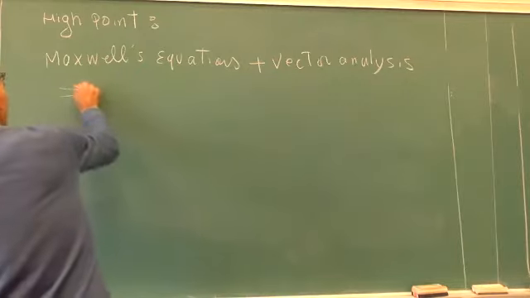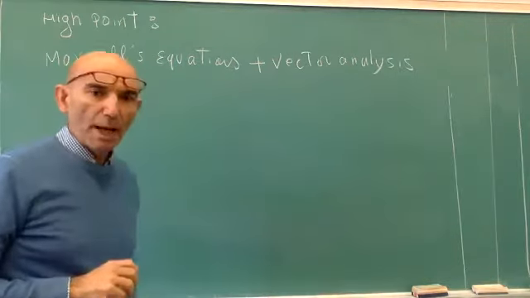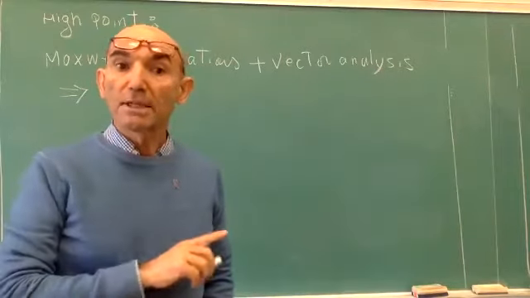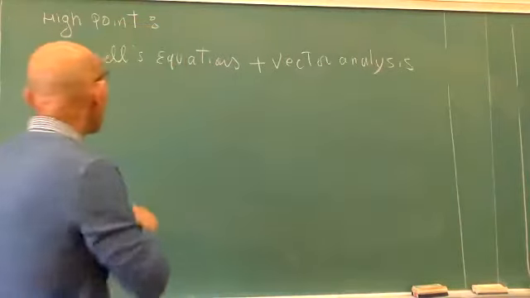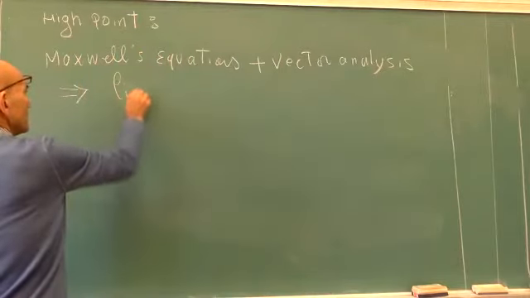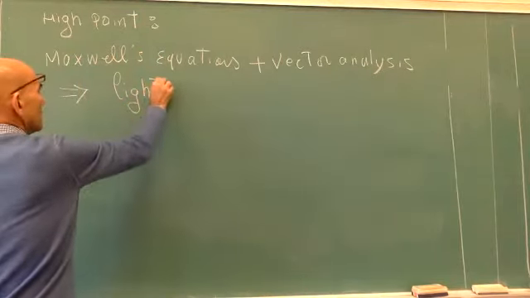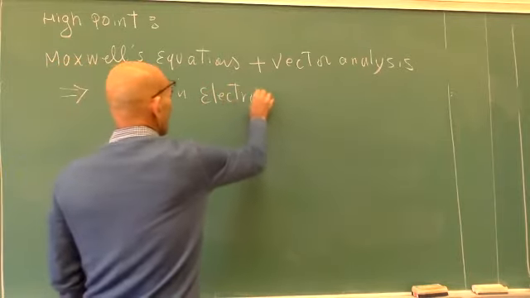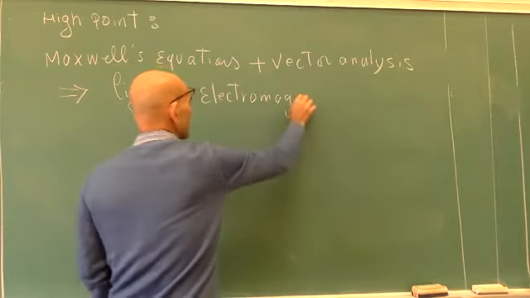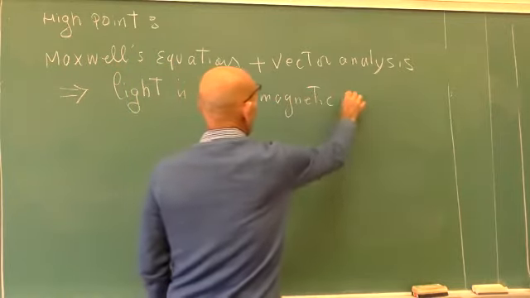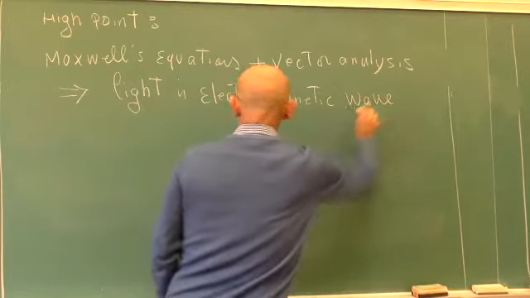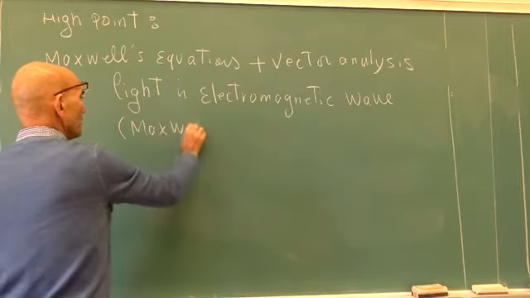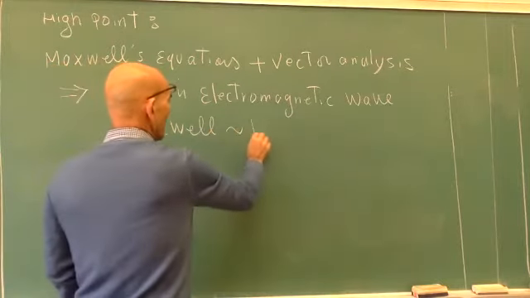To draw an amazing conclusion that Maxwell derived around 1860, that light is an electromagnetic wave. So light is an electromagnetic wave. This was done by Maxwell himself around the 1860s.